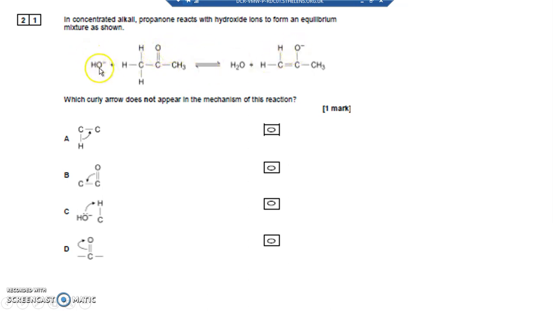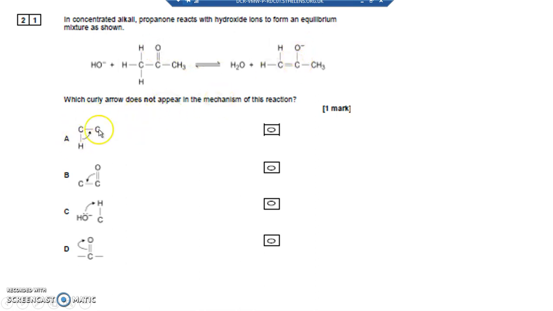So let's talk through that again. We've got a lone pair of electrons on the O attacking that H to remove it. It will form water. The electrons from that C to H bond then are going into a double bond here to form a double bond, so they're moving from here to here, and then we've got an O minus, so it's formed a single bond from a double, so the electrons from the double are moving on to the O to make an O minus and a single bond.